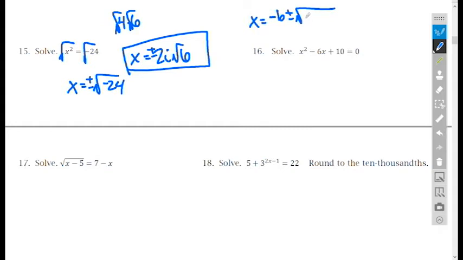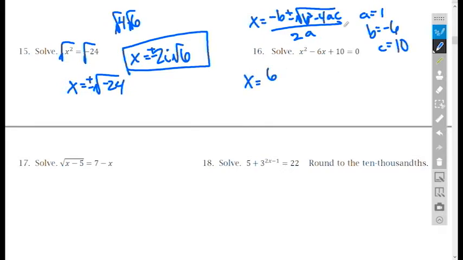x equals negative b plus or minus the square root of b squared minus 4ac all over 2a. Okay, so a is 1, b is negative 6, c is 10. So x equals negative b is negative 6, so negative b would be positive 6, plus or minus the square root of b squared, so that's 36, minus 4 times 1 times 10, so minus 40, because 4 times 1 times 10 is 40, and then all over 2.